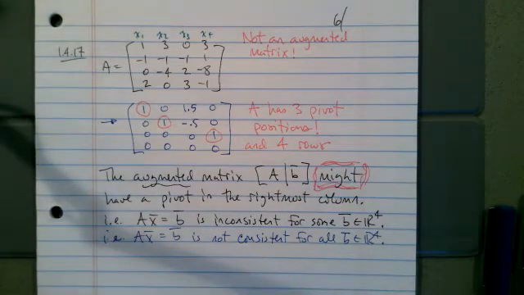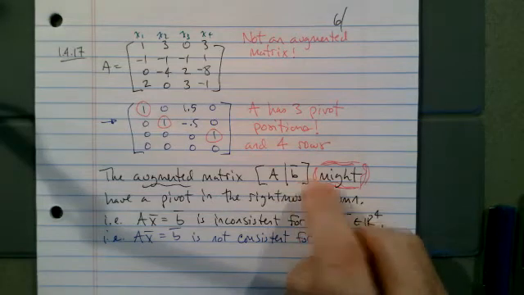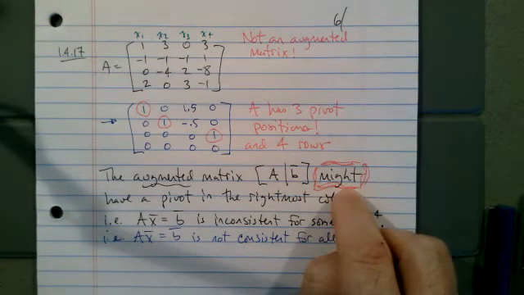We have to look at these two sentences, and we have to make sure that we understand how they're equivalent and how we can't just take the words "inconsistent" and "not consistent" and replace one with the other in all cases. AX equals B is inconsistent for some B in R4, but that also means it's consistent for some B's in R4, because for some choices of B we will not have a pivot in the rightmost column, because we might have a pivot, but we also might not.